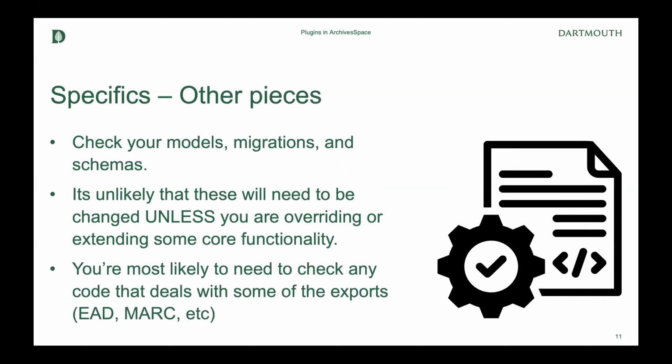So other pieces that you need to think about, again, models, migrations, schemas, all those good sorts of things. And again, it's unlikely that you'll need to change those unless you're overriding or extending core functionality. And code that deals with exports, because that's almost always going to be an override, that's another place where you're going to need to think about what you've done versus what core has done, and make sure to reconcile any changes there.